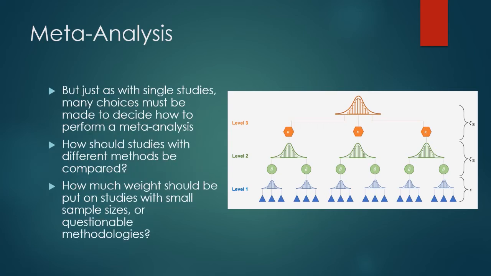But, of course, just with single studies, there's a lot of choices that you have to make when you're doing a meta-analysis. So, for example, how should studies with different methodology be compared? And it's almost never that you'll have a whole bunch of studies with identical methodologies, right? The exact thing that they're studying shifts slightly. The exact way that they study shifts slightly.